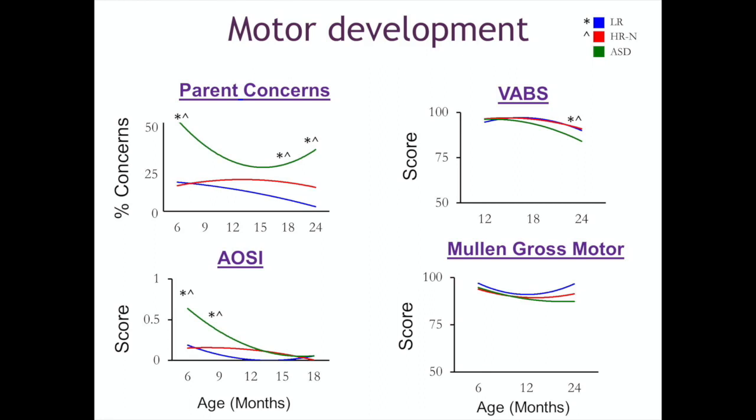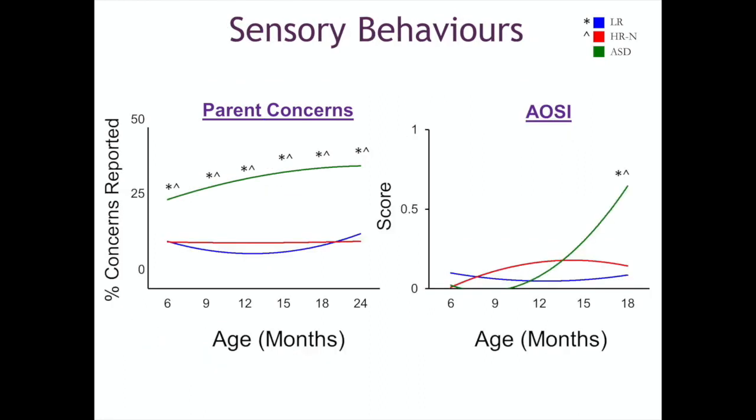When we looked at the Mullen Gross Motor Scale for the kids that completed the parent concerns, those ones that we put in to see if they show differences on the Mullen, we didn't find any differences between the 3 groups, which is surprising. So when we look at sensory behaviors, to remind you, we found differences across all the time points in our parent concern group.